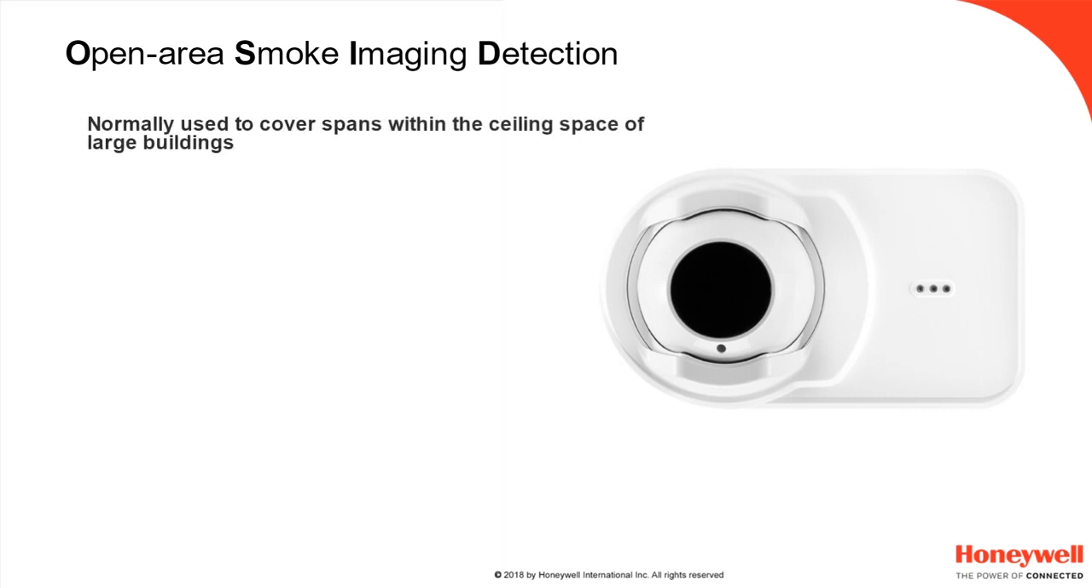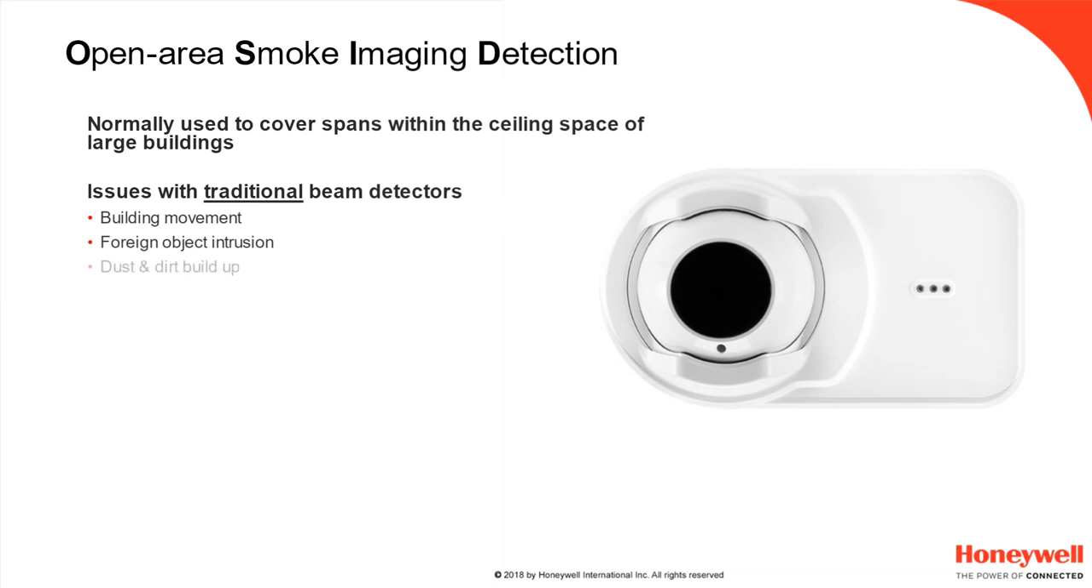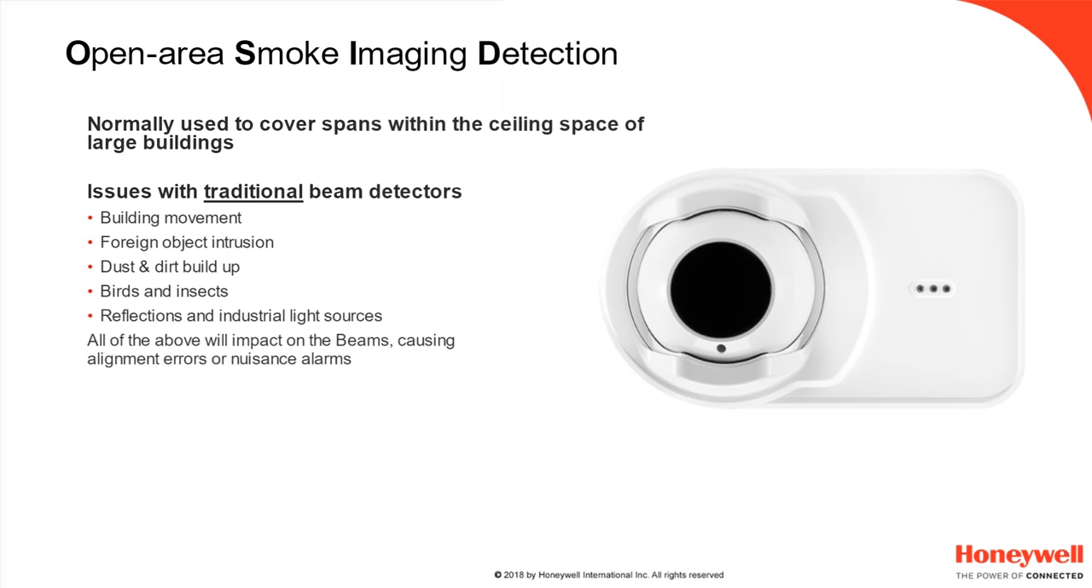Beam detection is normally used to cover large open spans within the ceiling space of buildings. Traditional beam detectors with a single photoreceiver are typically susceptible to well-known issues. These range from building movement, foreign object intrusion, dust and dirt buildup, birds and insects, and reflections and industrial light sources.